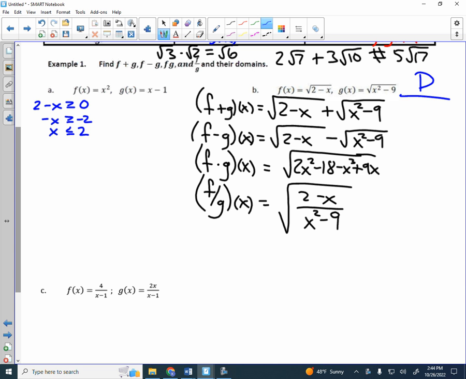Now the next one's a little bit more difficult, isn't it? If we say that x squared minus 9 has to be greater than or equal to 0, notice there's something that needs to go off in your brain saying, oh, I've got an inequality and I have something that's not to the first power. That means you've got to make a graph or a table, okay? So I factor this, I get x minus 3 times x plus 3 has to be greater than or equal to 0.